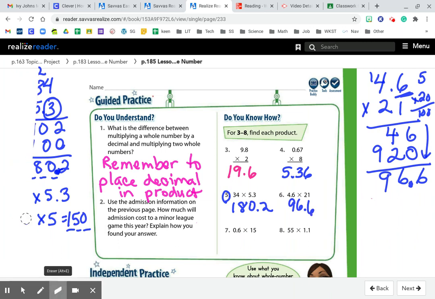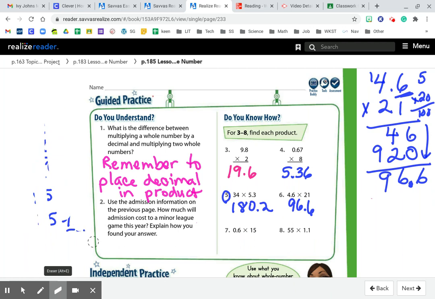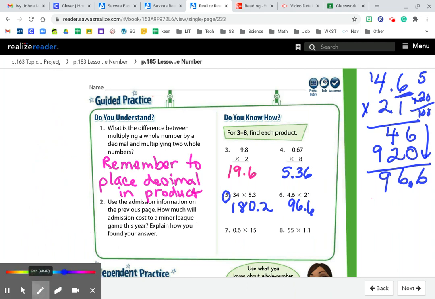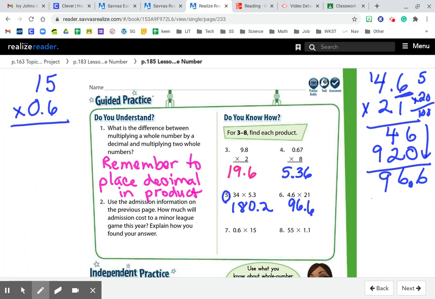Now here's the one I want to move. Remember, because of the commutative property of multiplication, you can move your factors around if it makes it easier to do the algorithm. So for number 7, I have 0.6 times 15. I'm actually going to put the 15 at the top and 0.6 at the bottom. I'll still get the same value. 5 times 6 is 30. Carry the 3. 6 times 1 is 6 plus 3 is 9. Sorry, my screen is kind of wonky over here for some reason.